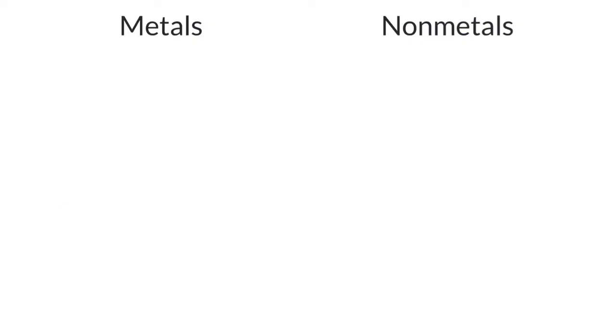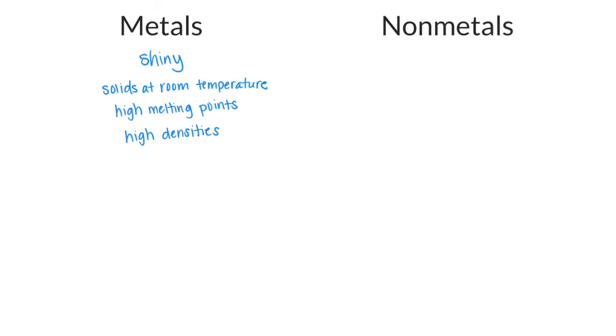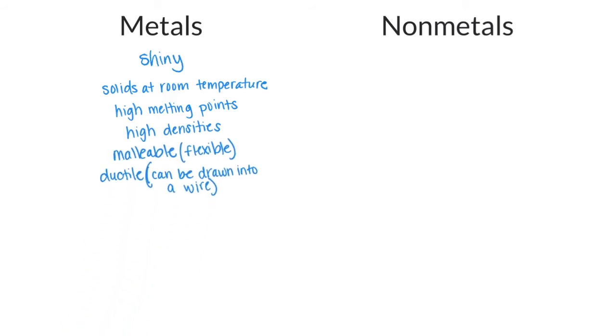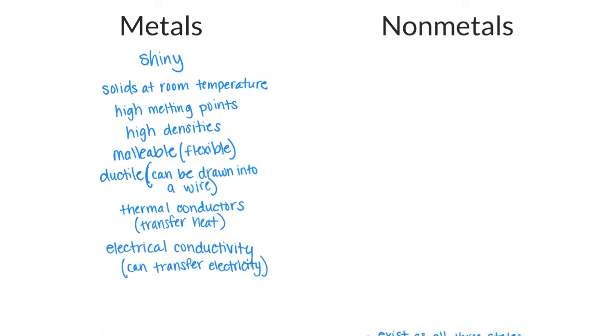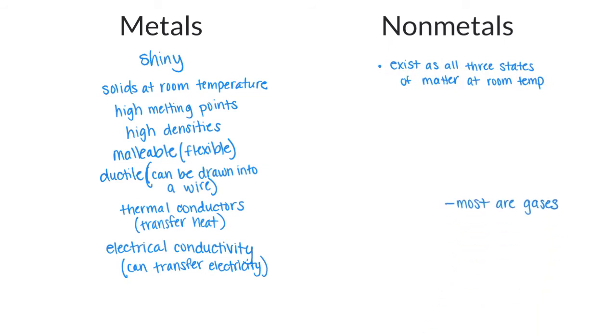Let's talk about the properties of metals and nonmetals. Metals first. They're shiny. They are solids at room temperature. They have high melting points. They have high densities. They're malleable, which means they're flexible. Ductile, which means they can be drawn into a wire. They are thermal conductors. They have electrical conductivity.